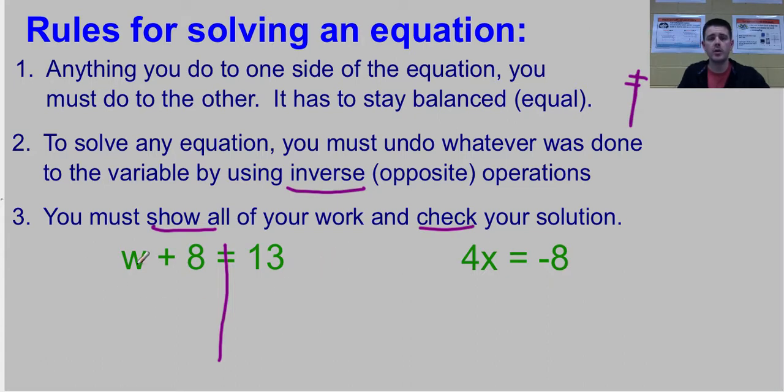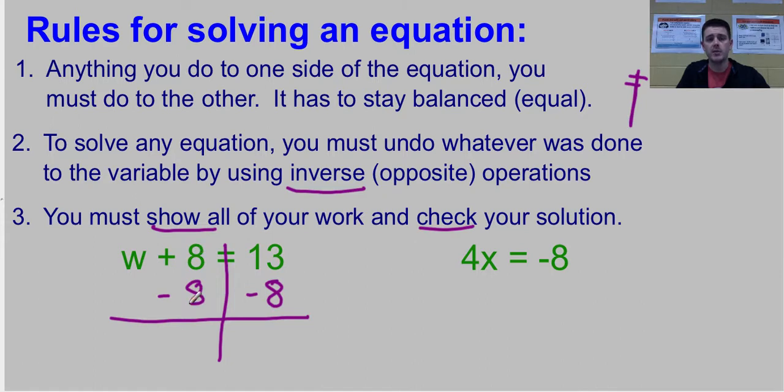But we always start with our variable, w. And we ask ourselves, what did they do to w? Well, they added 8. So to solve the equation, we need to get rid of that adding 8. We need to undo it. The opposite of adding 8 is to subtract 8. So I'm going to go ahead and subtract 8 from both sides.